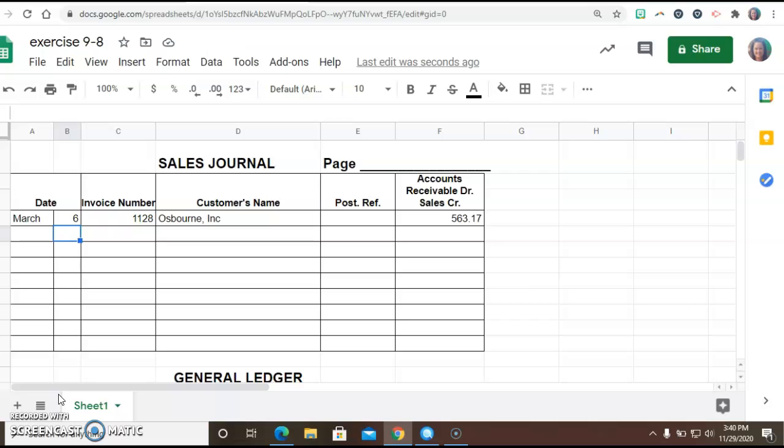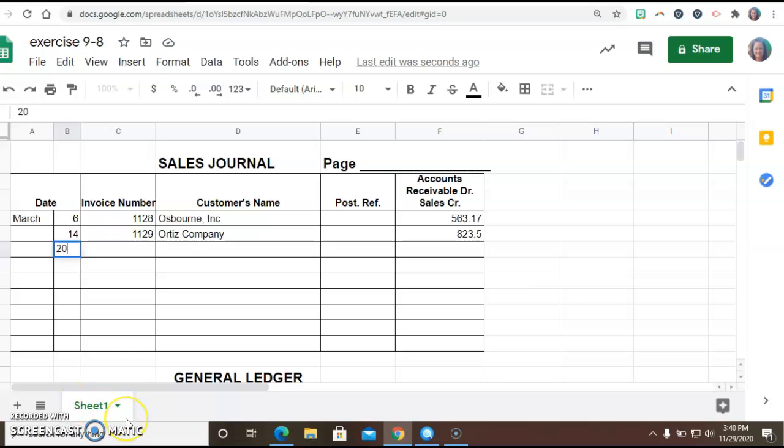All right, on the 14th, we sold merchandise on account to Ortiz Company. So again, just following the same procedures here. On the 14th, invoice 1129, Ortiz Company, for $823.50. So again, you guys should be recording these in your worksheets that you got given to you today.